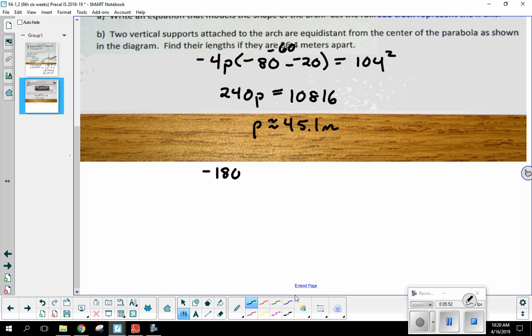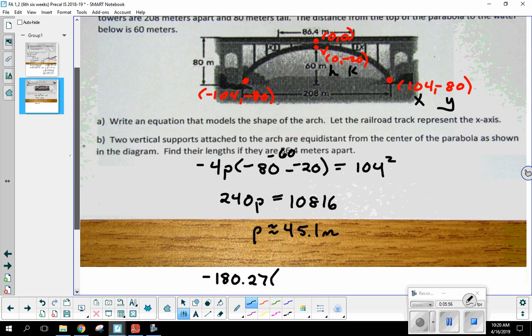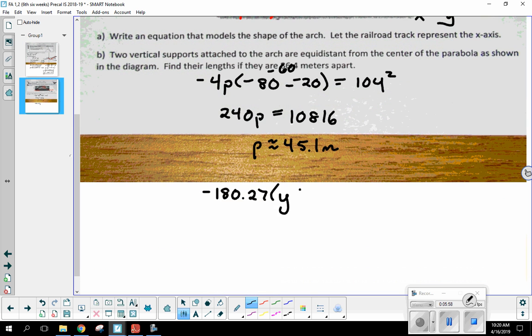Negative 180.27. And I'm going to go ahead and use the vertex, 0, negative 20. So this would be y plus 20 is equal to x minus 0 squared. Or you could just say x squared. Okay. All right, so I would say that is my standard form parabola that should model what we have in the picture. So A is done.